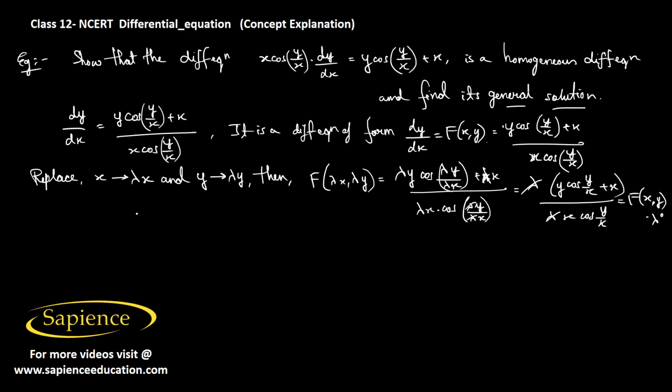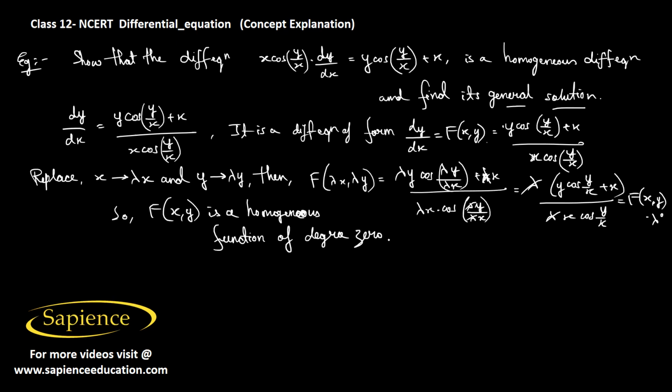Obviously, so f of x comma y here in this case is a homogeneous function of degree 0. So the given differential equation is a homogeneous differential equation.